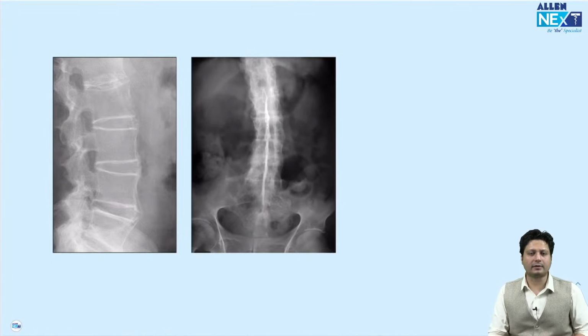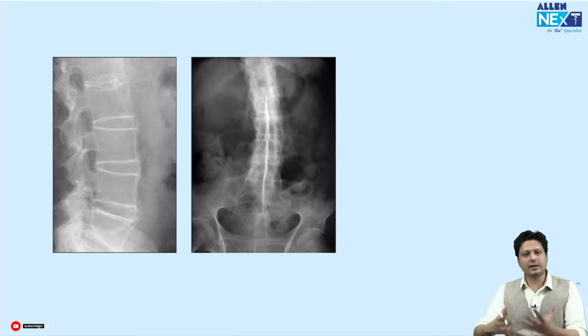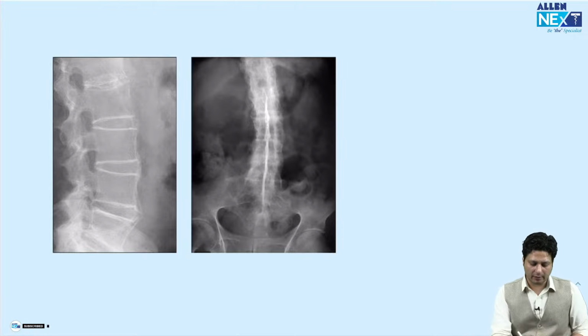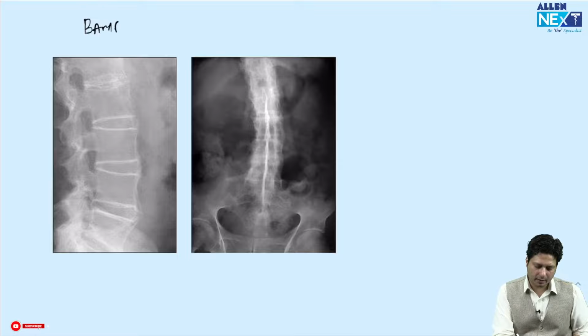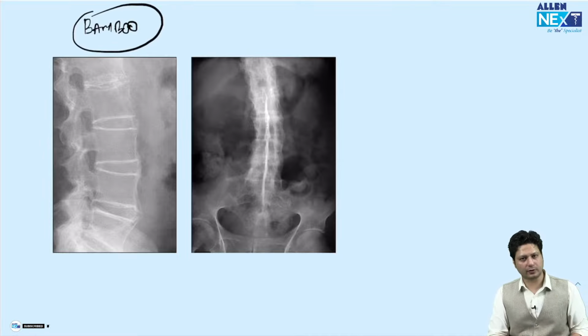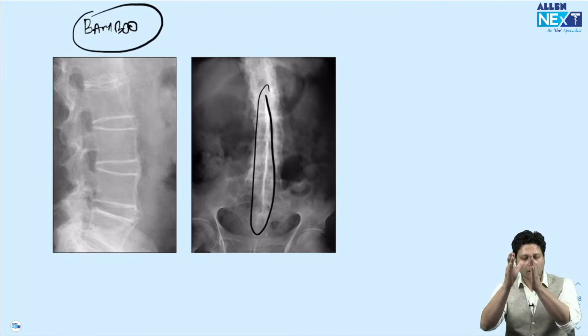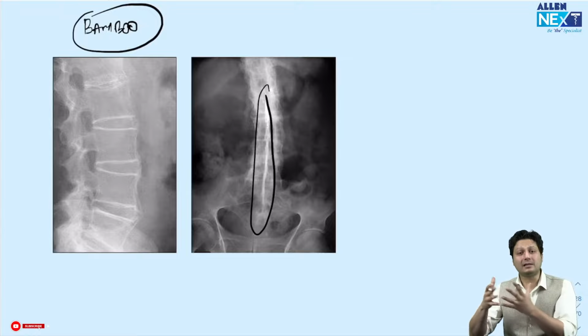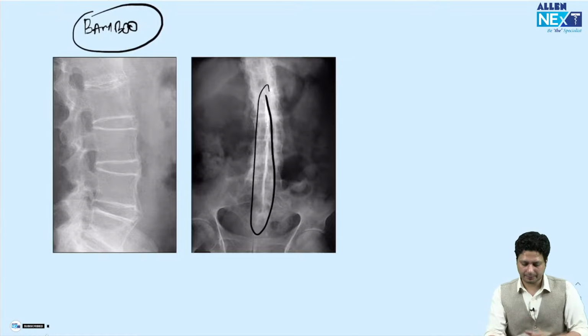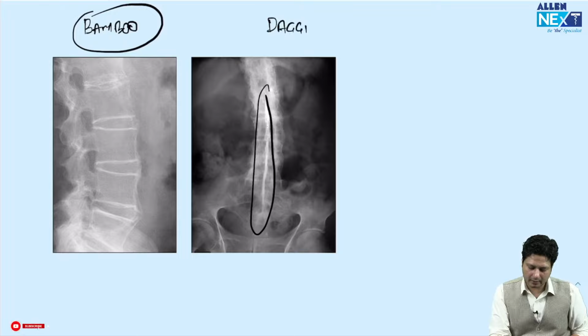Now, here in this case, what has happened? There is a fusion of vertebrae. Every soft tissue gets calcified, so it will appear like a bamboo. The late X-ray finding for ankylosing spondylitis will appear like a bamboo, and there is going to be a dagger sign, because when all the interspinous ligaments get calcified, it will appear like a dagger. So, dagger sign. These are late X-ray findings for ankylosing spondylitis.